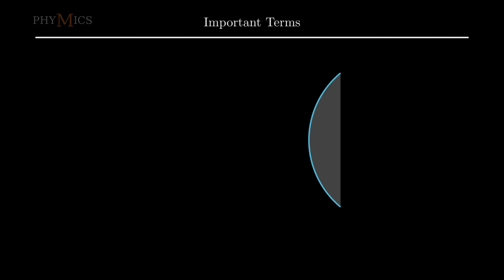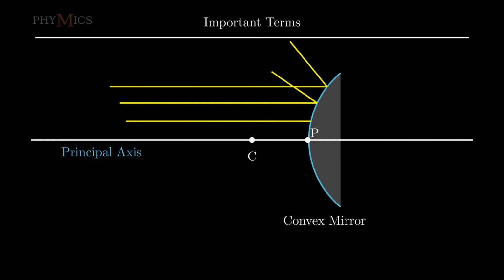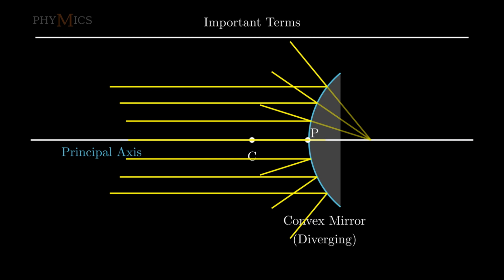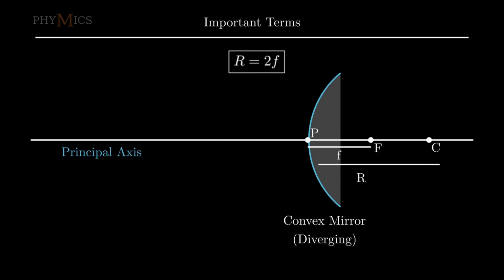These terms will be the same for a convex mirror, except that a concave mirror is converging, that is, rays meet at a point after reflection, whereas a convex mirror is diverging, that is, rays spread outwards after reflection, and rays do not actually meet at a point but appear to be coming or originating from a point. This point is called the focus of a convex mirror. Note that the focus of a convex mirror lies behind the mirror. The relation R equals twice F still holds true for a convex mirror.